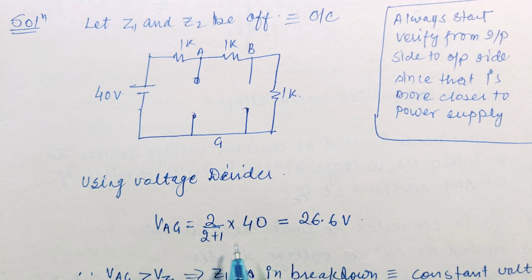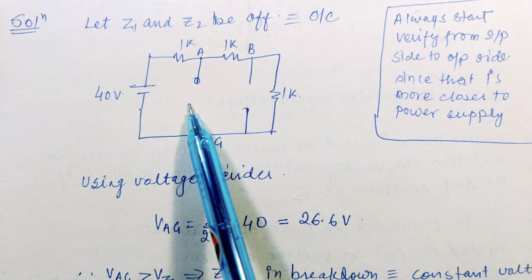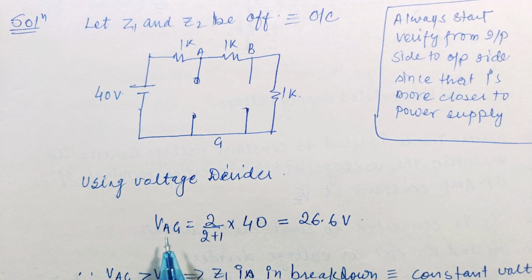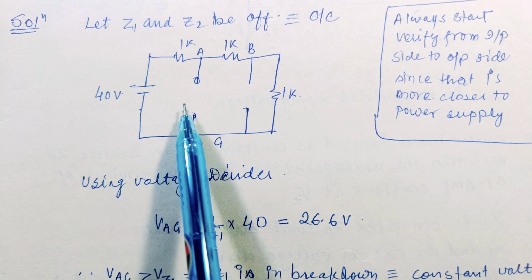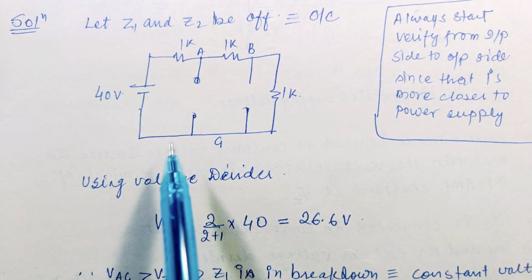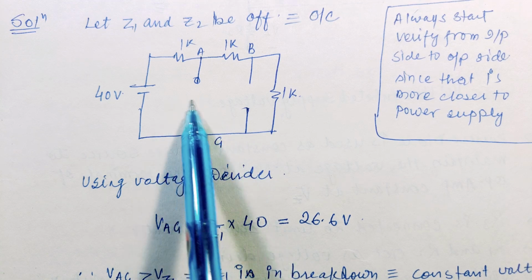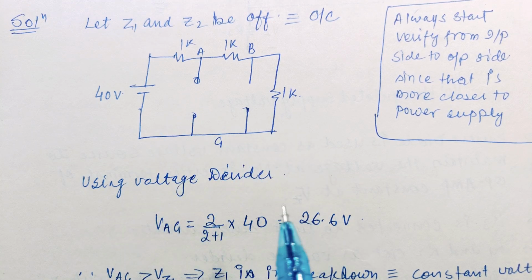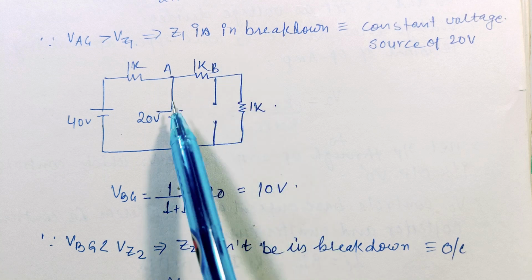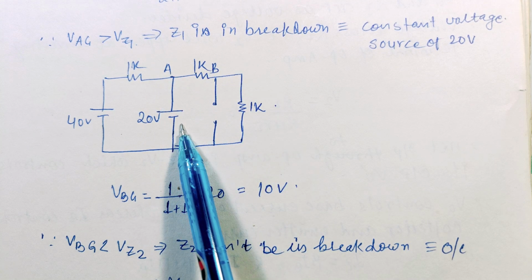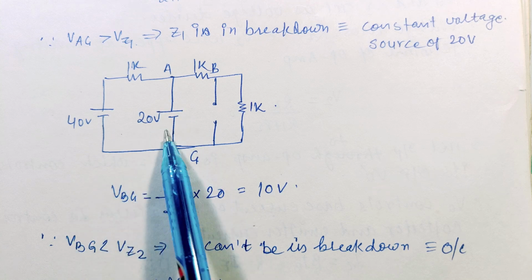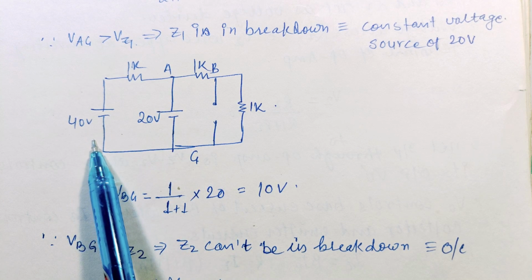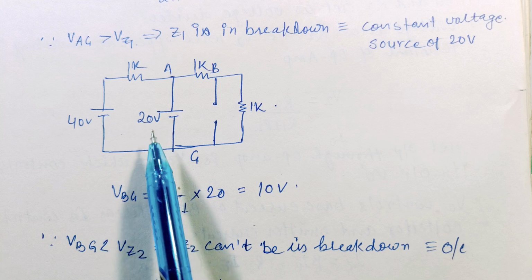As we can see, VAG is equal to 26.6 volt and Z1 Zener diode has a breakdown voltage of 20 volt. So this calculated voltage is greater than VZ1, that is the breakdown voltage of Z1. So this Z1 will be in breakdown region, so it will act as a constant voltage source. Now we will modify our circuit. As VAG is greater than VZ1, Z1 will be in breakdown region, so it will act as a constant voltage source and that value will be equal to the breakdown voltage of this Zener diode. So it will act as a 20 volt. So 40 volt is connected in the circuit and this 20 volt is the breakdown voltage of Z1 Zener diode.